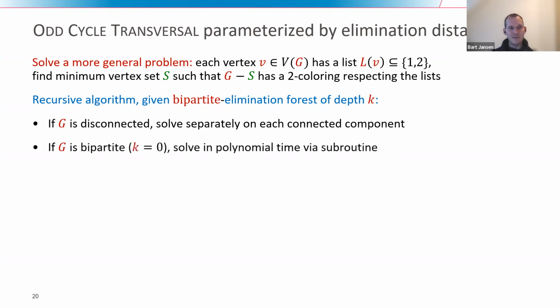If the input graph happens to already be bipartite, which in particular includes the case that the elimination distance is 0, then this is exactly an input to which we can apply our subroutine, right? Then we can solve the problem in polynomial time.